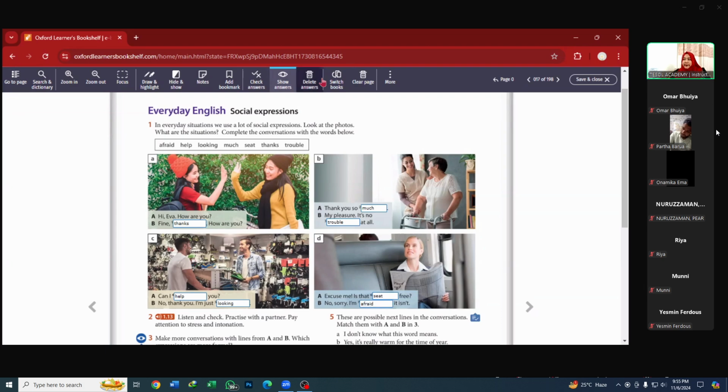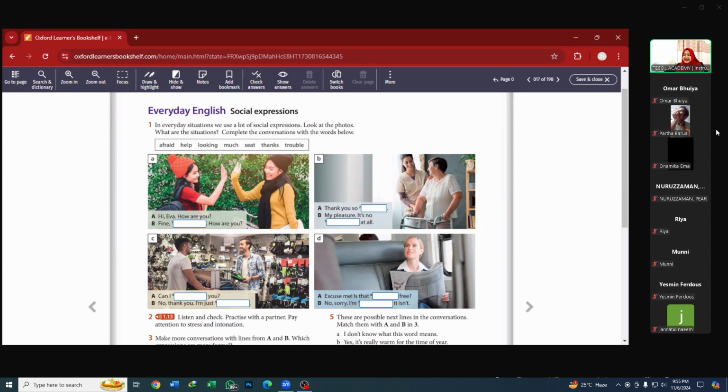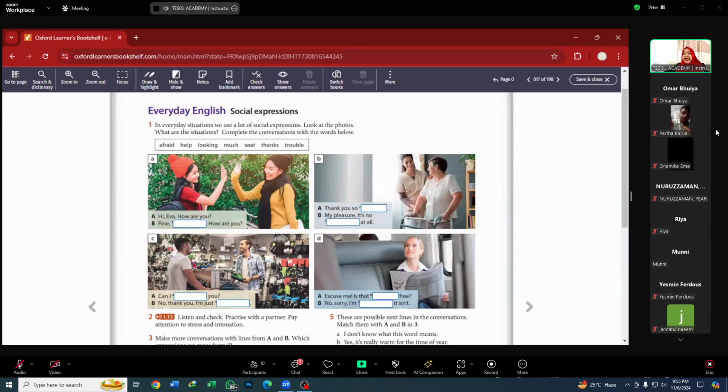I'll shuffle the pairs now, but this time I will be removing the answers of the blanks. Now you will be saying the answers to the blanks when you do the conversation. Okay, so I am clearing all the answers from here. Now I would like Mr. Nuruzaman and Miss Munni, could you two please start the conversation where Mr. Nuruzaman will be A and Miss Munni will be B.